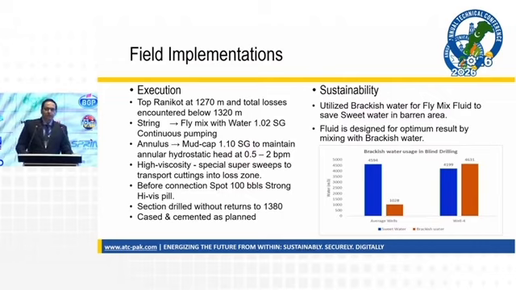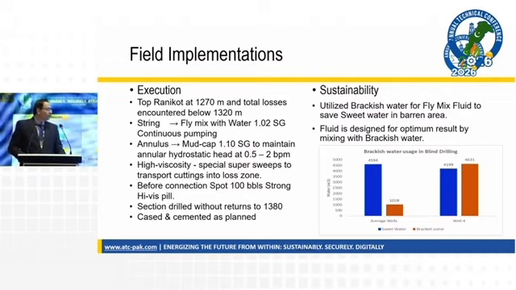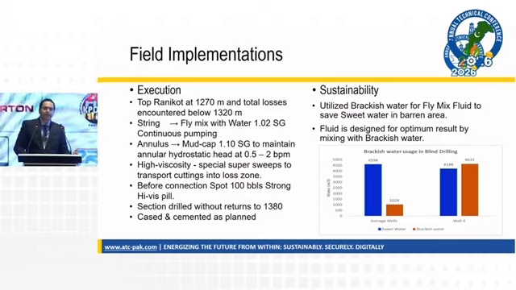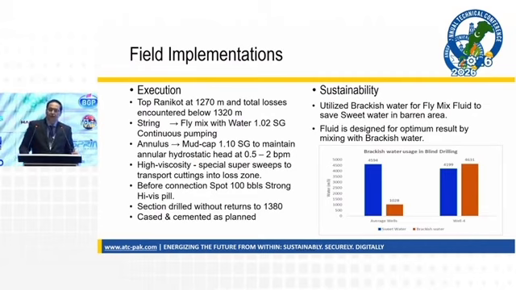So this is field implementation. As we drilled through the Rani Kot, we encountered Rani Kot at 1270 meters, and after 50 meters, we encountered a total loss scenario. When we encountered total loss, in the string directly we pumped highly inhibited fluids, and from the backside we were pumping 1.10 SG mud cap at a steady rate, sometimes 0.5 barrel per minute. We designed it before at 2 barrels per minute, but sometimes we received level from the rotary table.